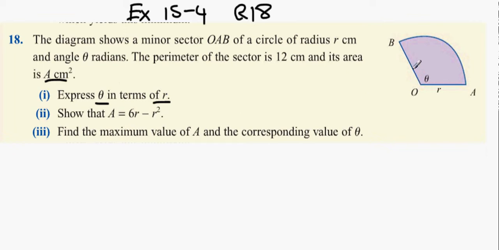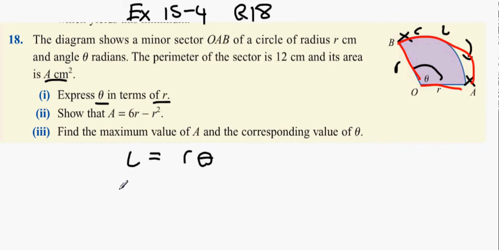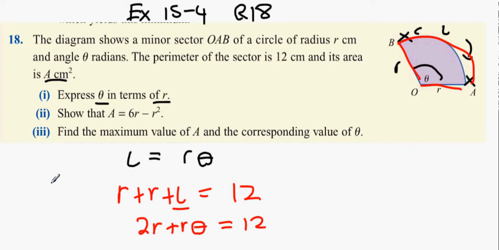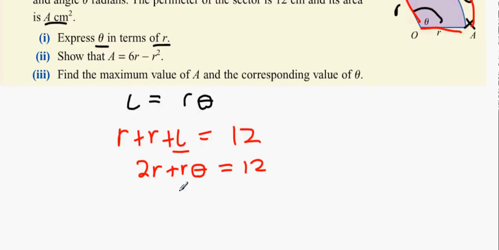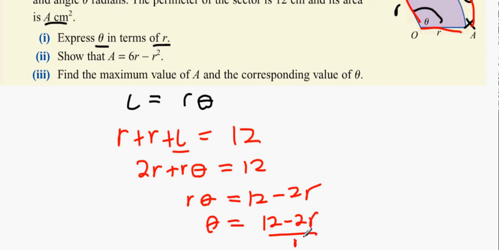Okay, well, what we've got to remember is that this length here, L we'll call it, L equals r theta. And what we also know is that the full perimeter, so that's the two radiuses added together and L, 2r plus L equals 12. So we're going to get 2r plus r theta equals 12. So what we're going to get next is r theta equals 12 minus 2r. Theta therefore is equal to 12 minus 2r all over r.